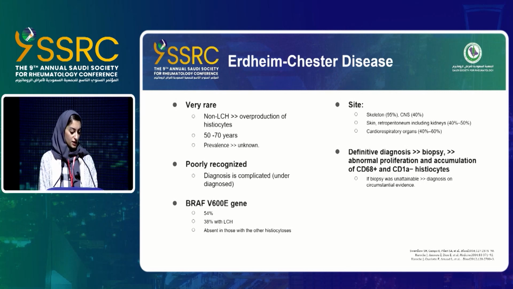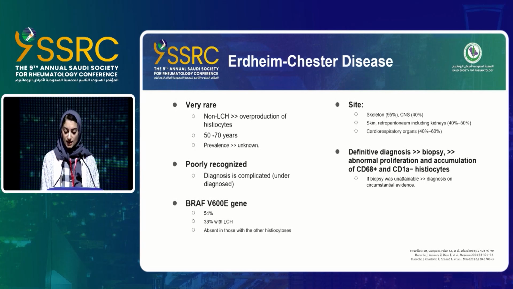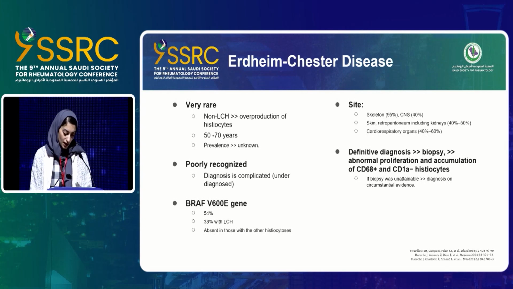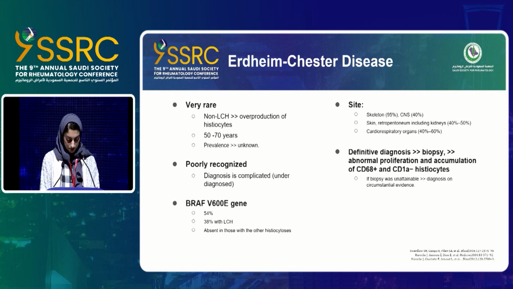Around 54% of those patients will have a BRAF V600E gene mutation, and the most commonly involved site is the skeleton. However, the central nervous system, skin, kidneys, and the cardiorespiratory organs are also involved. The definitive diagnosis is by biopsy, of course, and there will be histiocytes in the biopsy. If the biopsy is unattainable, then we should diagnose our patient clinically.